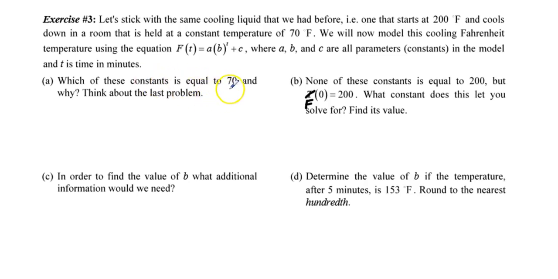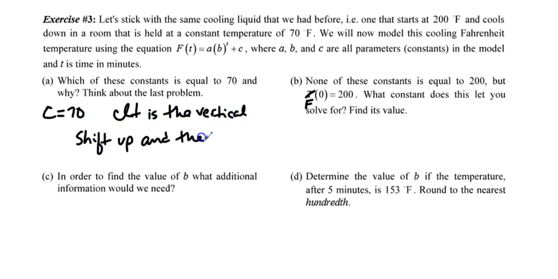Hopefully you considered that and thought that 70 should be the shift up. Okay, so we know what C is. That's the amount it shifts up. That's the temperature it's not going to go below. It's not going to get cooler than the room, right? It just doesn't make sense. None of these constants is equal to 200, but when we start out at time 0, we have a temperature of 200. So this lets us figure some stuff out. So let's figure that out. Why don't you play the recording when you're ready?